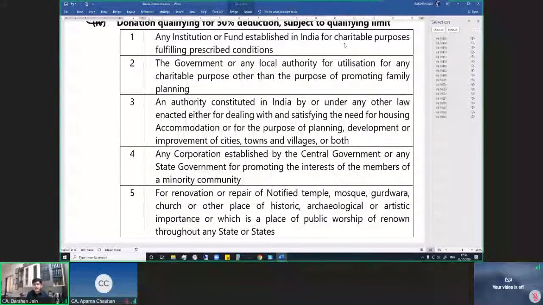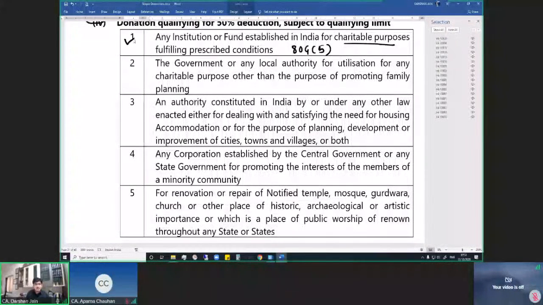established in India for charitable purposes, which is approved under section 80G(5) of the Act. So if you make a payment to an approved charitable institution, approved under 80G(5) by the Commissioner of Income Tax (Exemption), in that case you could claim 50% of the donation given by you as deduction under section 80G, and that is again subject to the qualifying limit. Qualifying limit would be 10% of the adjusted gross total income.